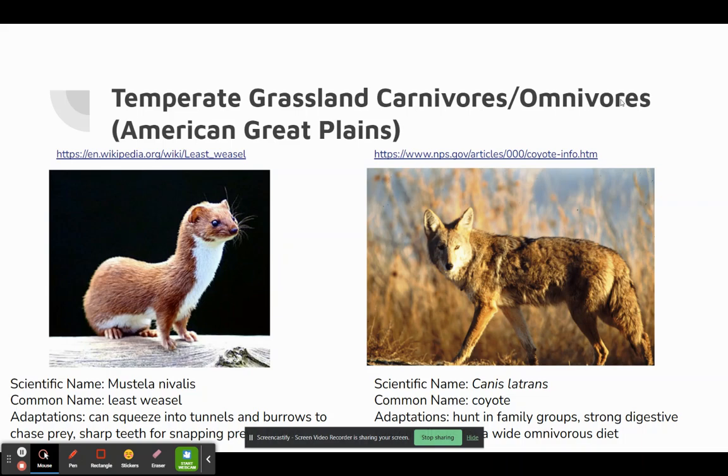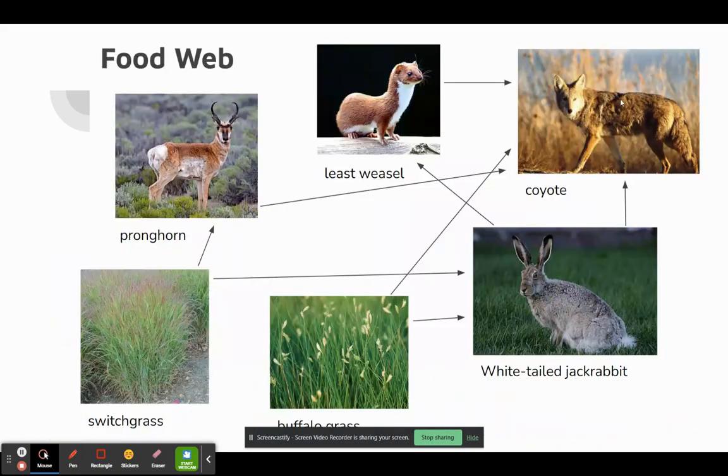And then we have also an omnivore, which is the coyote, often mistaken for a wolf. And now it's adapted to hunt in family groups, meaning that it can take down larger prey like the pronghorn, and it also has a strong digestive tract that allows it to eat plants. Now we can see this all come together in the food web here.